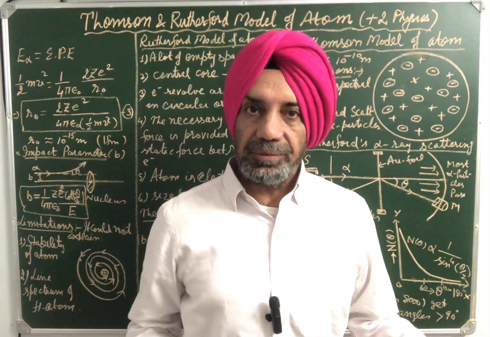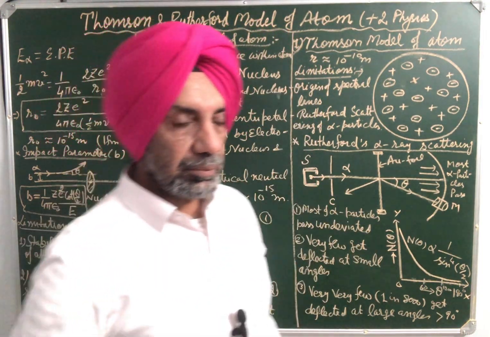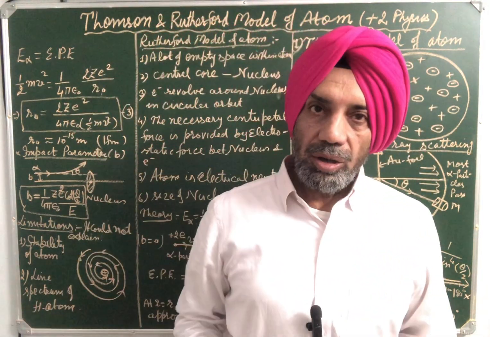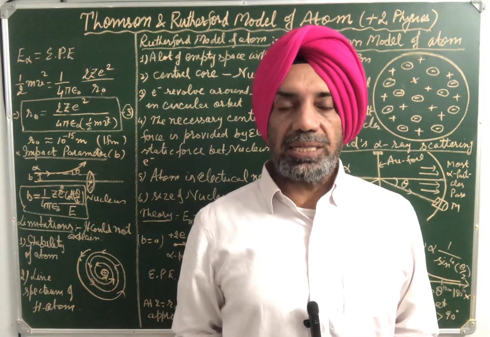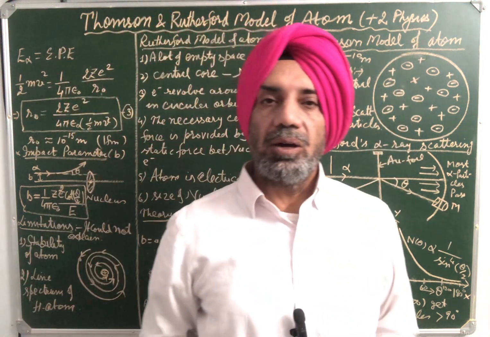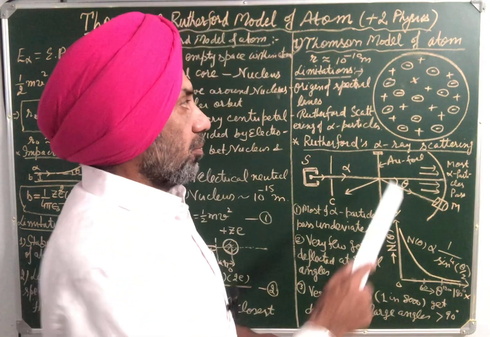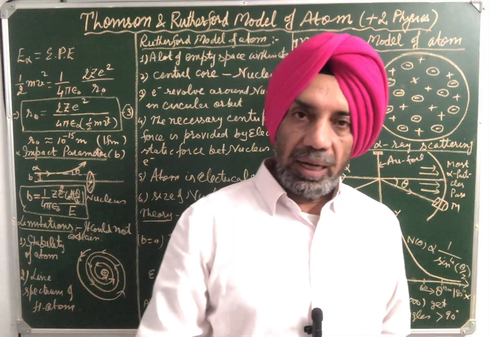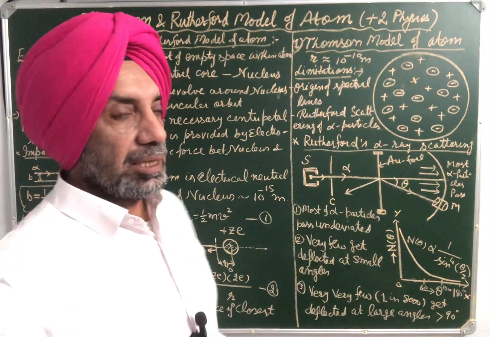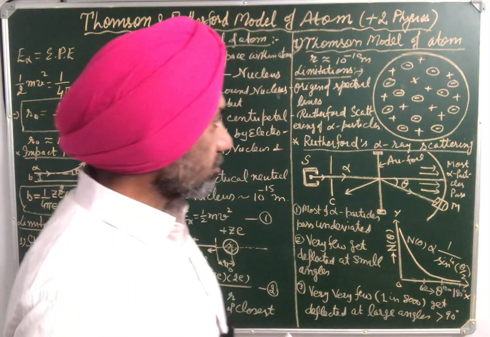But it was discarded due to some limitations. Number one, if electrons are embedded just like plums in pudding, how do hydrogen atom and other atoms show spectral lines? From where do they originate? If electrons are fixed, how are spectral lines formed? So it could not explain the origin of spectral lines in hydrogen atom and other atoms.